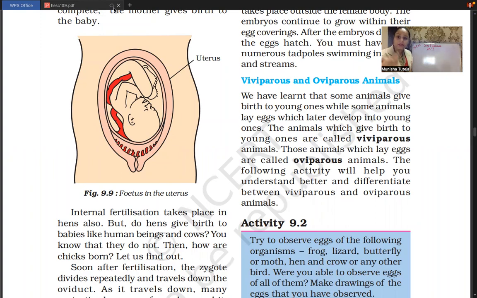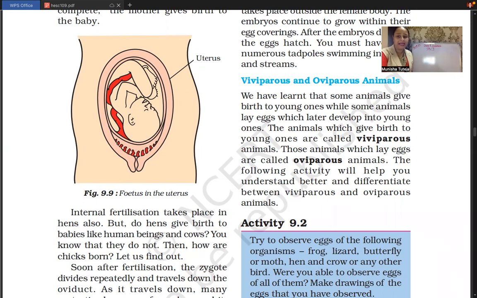And the animals which lay eggs, like birds usually, are known as oviparous animals because they are laying eggs. If you remember, the female egg is known as ova, so oviparous comes from there. So animals that lay eggs are known as oviparous animals, right?